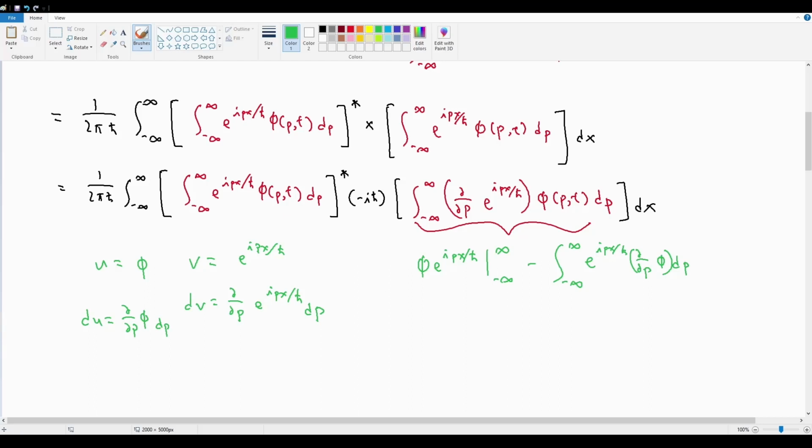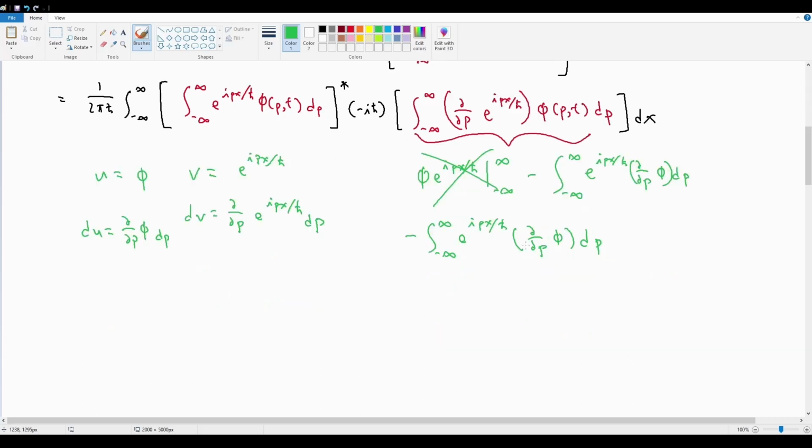So remember that for any wave function to be valid, it has to be finite and normalizable, and fundamentally the requirement for something to be finite and normalizable is that it has to go to 0 infinitely far away. So automatically we just assume that this goes to 0. In which case this is going to give us negative integral, negative infinity to infinity, e to the i px divided by h bar, d by dp phi dp. And at this point, if I shove this back in here, the negative in front of this, the negative i h bar, and the negative here will cancel out, so that's going to make a positive.